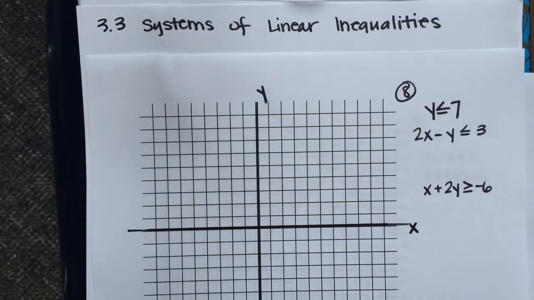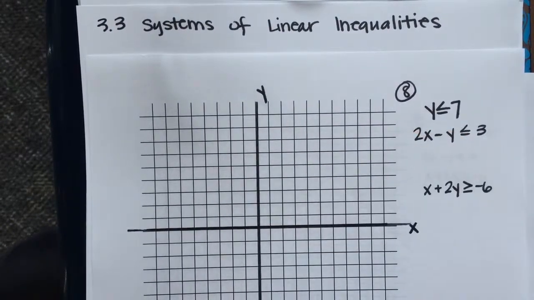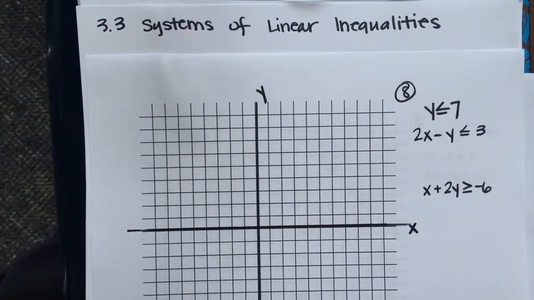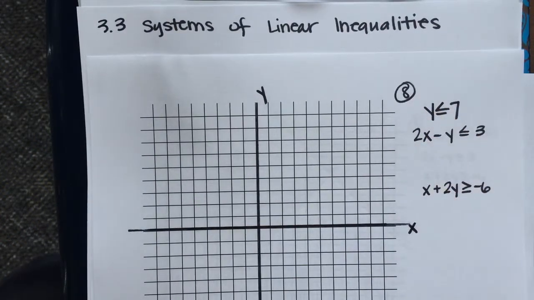Section 3.3 was graphing systems of linear inequalities. So again, system meaning that you have two or more. They are lines. Linear is a line, and an inequality are the ones where we need to do the shading. So here are my three inequalities.